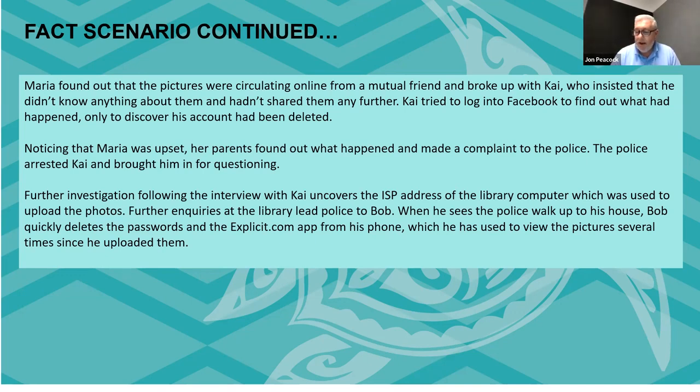The police arrested Kai and brought him to the station for questioning. Further investigations following the interview with Kai uncovered the IP address of the library computer, which was used to upload the photos. Further inquiries at the library led police to Bob. When he sees police walking up to his address, he quickly deletes the passwords and the explicit.com app from his phone, which he has used to view the pictures several times since he uploaded them.